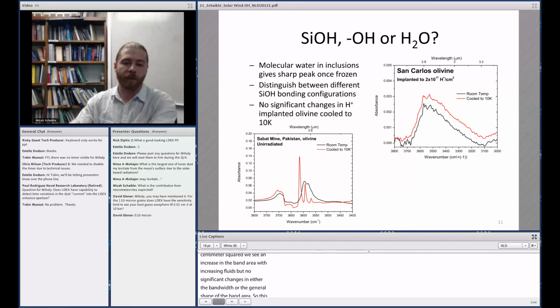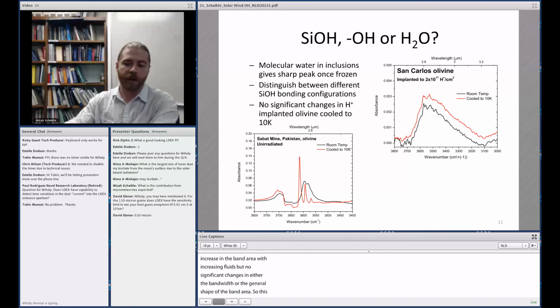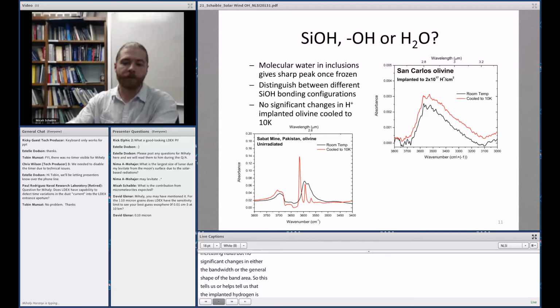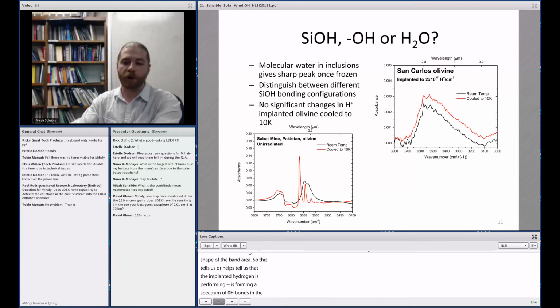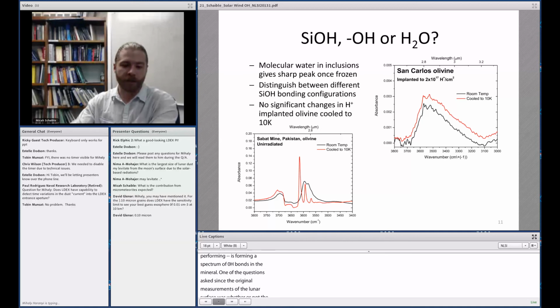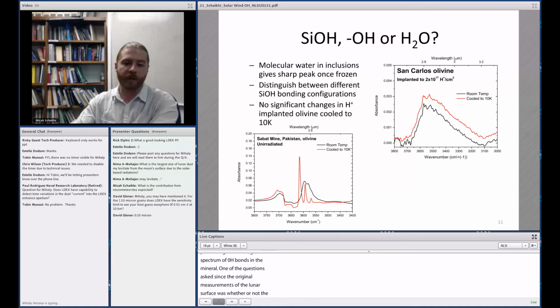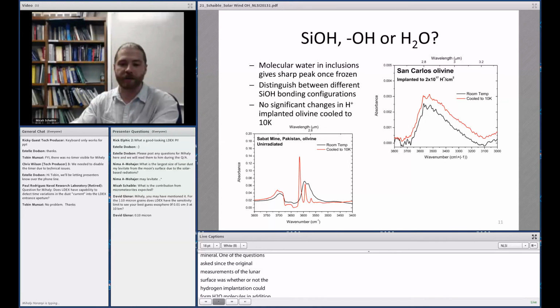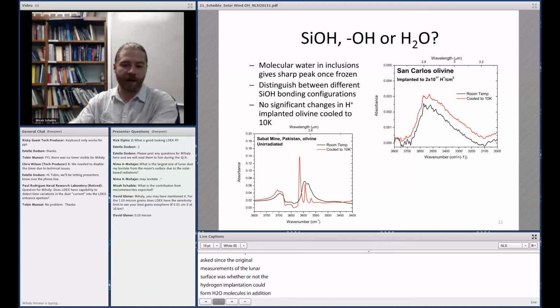So this tells us, or helps tell us, that the implanted hydrogen is forming a more or less spectrum of OH bonds in the mineral. One of the questions that's been asked since the original measurements of the lunar surface was whether or not the hydrogen implantation could form H2O molecules in addition to OH bonds. And to check this, we cooled our samples down to cryogenic temperatures.